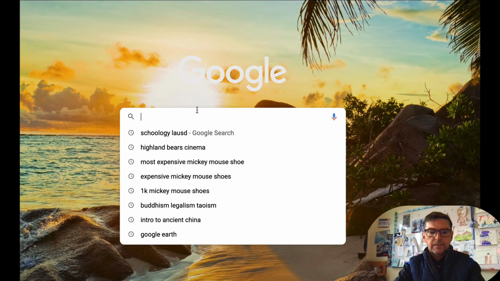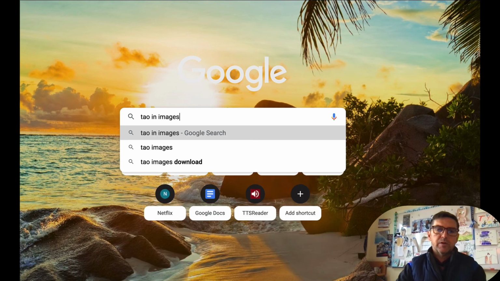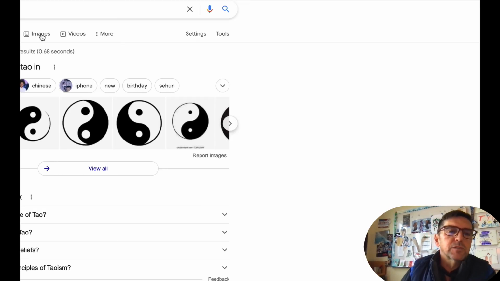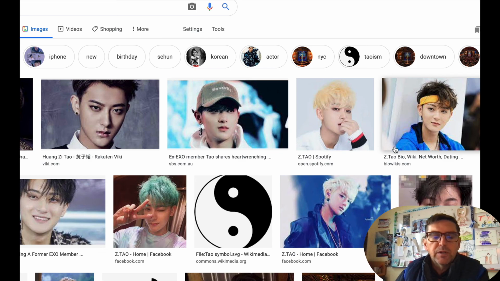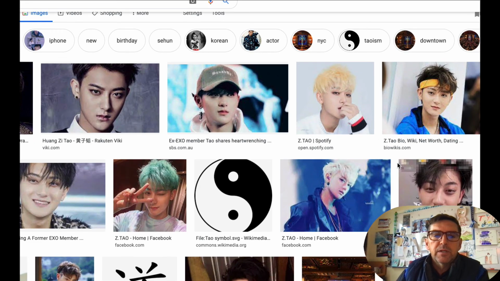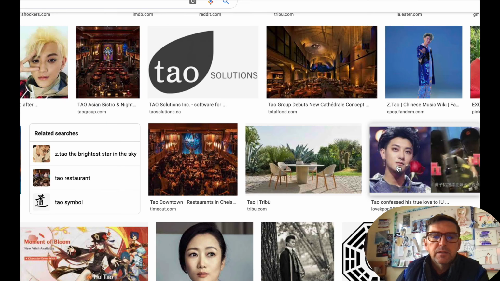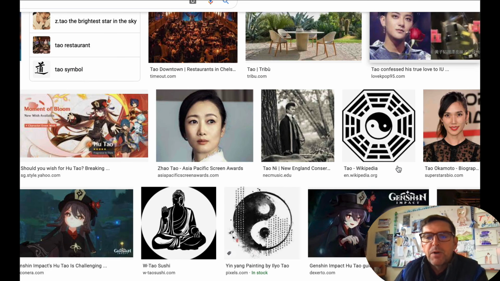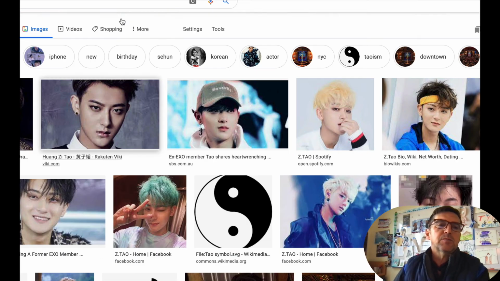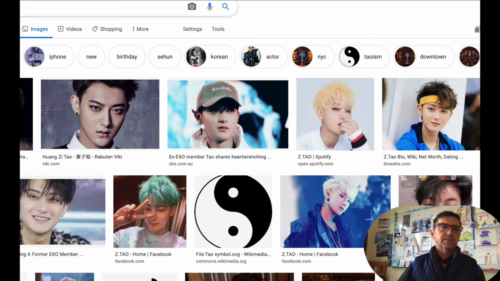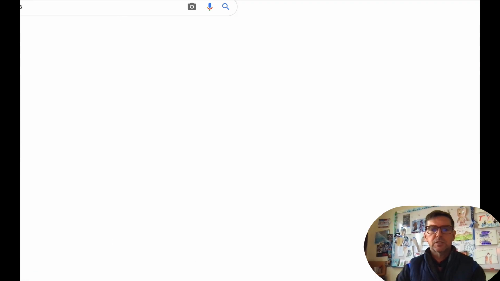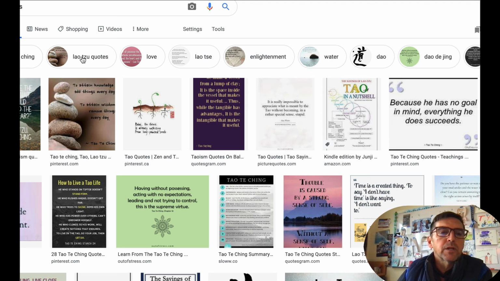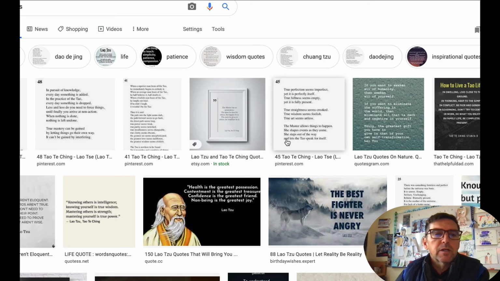You can type in Tao in images, and I bet we're going to find this. So let's go images. And you're going to see other people that have done this more than likely. I don't know what that, maybe that's a band or something. Not quite what I thought was going to pop up. But Tao sayings, maybe. Tao sayings. The images. Here we go. Here's what I was looking for. Look at all this. I'm going to go back again because it was even better before.